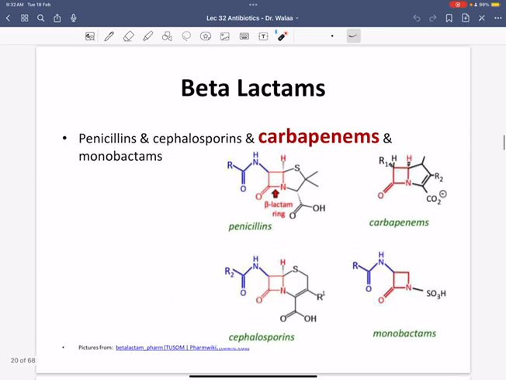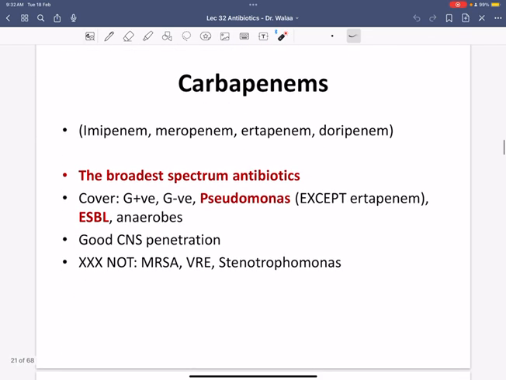Carbapenems are called the most broad-spectrum antibiotics. They have excellent coverage for gram-negative, gram-positive, and anaerobes. They also cover Pseudomonas except ertapenem. So we have imipenem, meropenem, ertapenem, and doripenem. They all cover Pseudomonas except ertapenem. Again, this is a very common exam question. They have excellent CNS penetration, thus making them a good choice for meningitis and encephalitis.